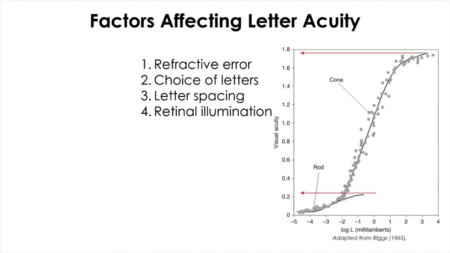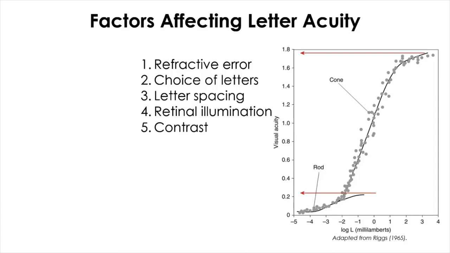Another factor affecting the letter acuity is retinal illumination. Visual acuities are typically measured with a standard chart under bright light conditions, which is mediated by cones. The graph shows the relationship between the visual acuity in decimal notation on the y-axis and background luminance on the x-axis. The shallow curve at lower luminance is thought to be the rod response, and the steeper line here is the cone response. These two red lines with arrows show the maximum photopic and scotopic visual acuity. Photopic vision is a little less than 6/3, and the scotopic vision is a little better than 6/60.